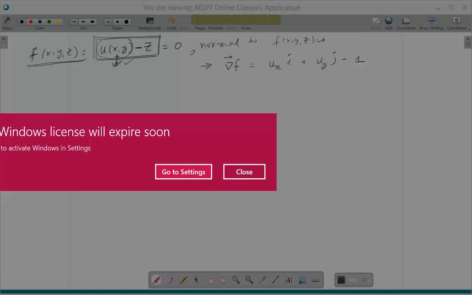Because if this is taken as f of x, y, z, then del f by del x would be equal to u x, del f by del y will be equal to u y, and for z, del f by del z is equal to minus 1. I'm going to write it in the other notation, where I just collect the component functions. So this is my del f.